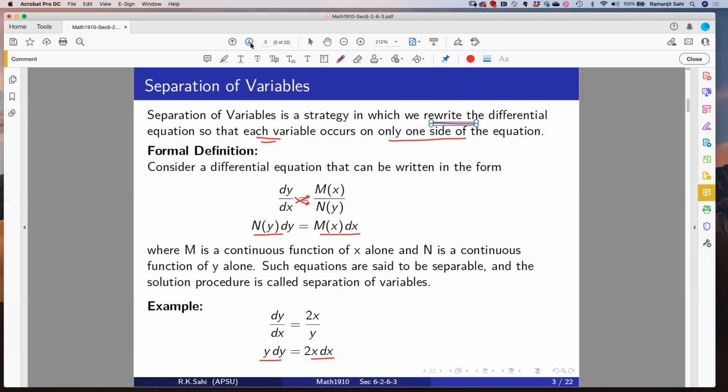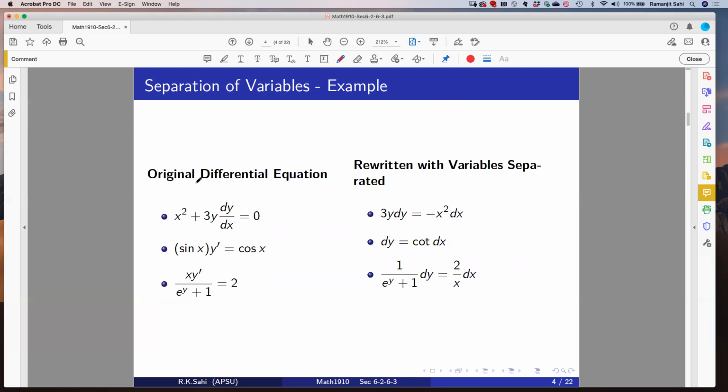Let's look at some further examples. Suppose this is the original differential equation: x squared plus 3y dy/dx equals 0. Now I want to write this in a separable variable form. The first thing we're going to do is take the x squared to the other side. So this becomes 3y dy/dx equals negative x squared. And now remember, y's are together, so we need to just take the x with the dx. And then we get this equation: 3y dy equals negative x squared dx.